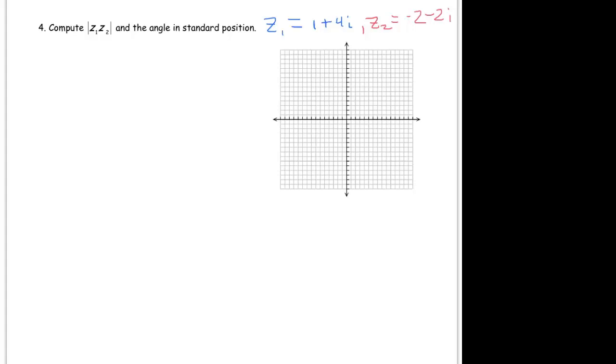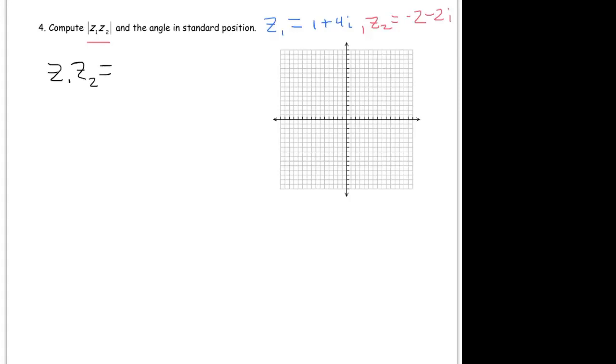Alright, welcome back. Just to recall that we are dealing with two complex numbers, 1 plus 4i and negative 2 minus 2i. And now we're asked to compute what we'll call the absolute value of their product. So the first thing we want to do is multiply them. And we're going to do this out with them in standard form, even though we know what trig form is at this point. So first we got to do z1 times z2.